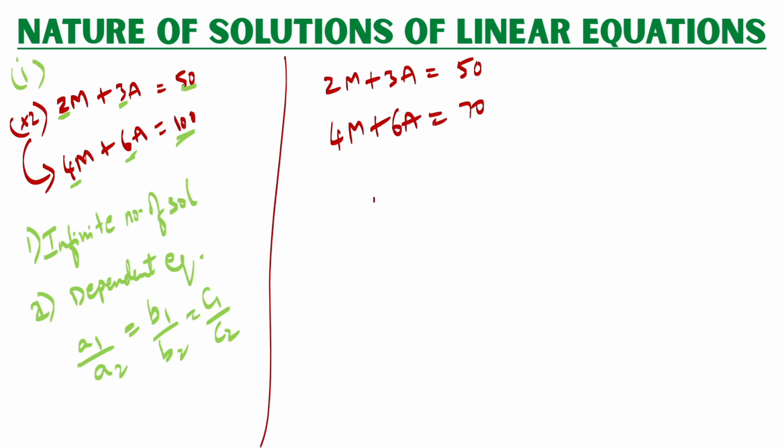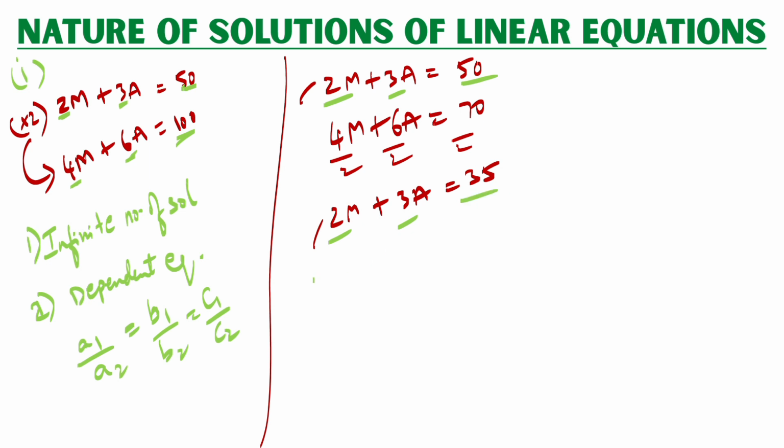Can you find the price of a mango and an apple? Now too, you cannot, because if you divide the second equation by 2, you arrive at 2m plus 3a equal to 35. Now too, you cannot solve, because 2m plus 3a must be equal to either 50 or 35. So in this case, a1 by a2 is equal to b1 by b2 is not equal to c1 by c2. So here we have no solution, and these equations are inconsistent.